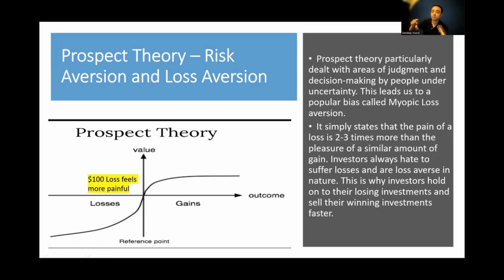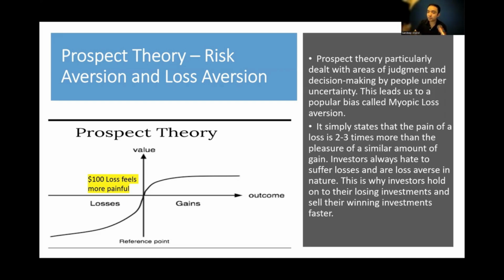But the loss feeling is much stronger, 2 to 3 times, based on the theory and research by analysts and economists. The pain of a loss is 2 to 3 times more than the pleasure of a similar amount of gain. You win a $100 gain, you have a $100 loss. The pain is 2 to 3 times on the loss than the gain. Now, investors always hate to suffer losses and are all loss averse in nature, right? This is why investors hold on to the losing investments and sell their winning investments faster.